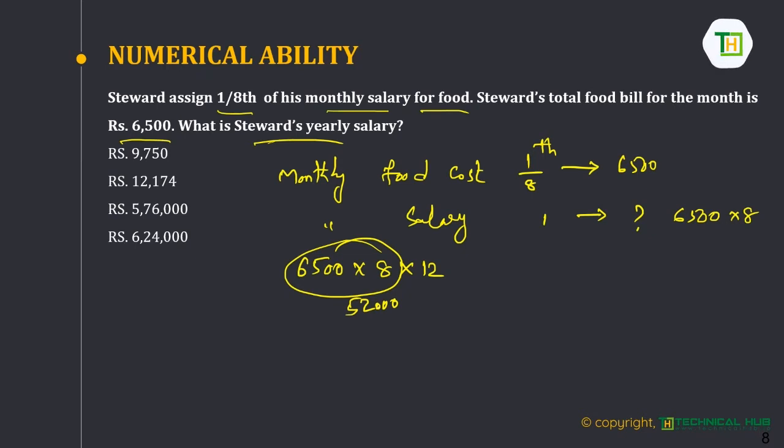Monthly 52,000, and if you multiply these two, what will you get here? 3 zeros are common at the end. 52 into 12, which is 624, right? 624. So the annual income is 6,24,000. That is the required answer.